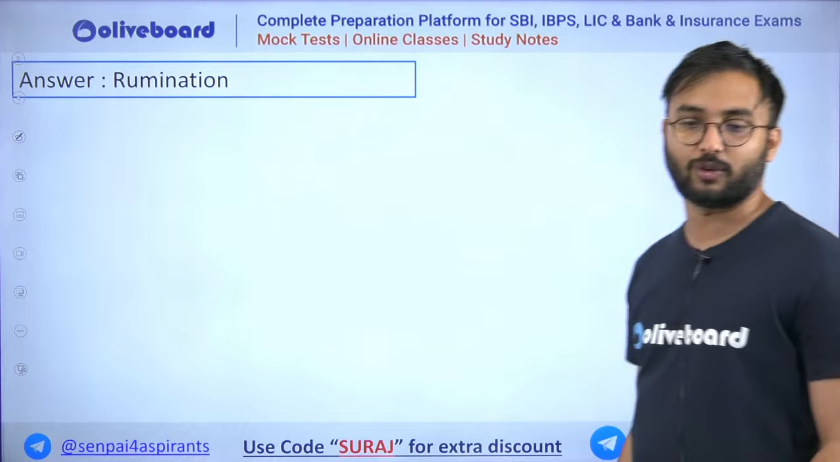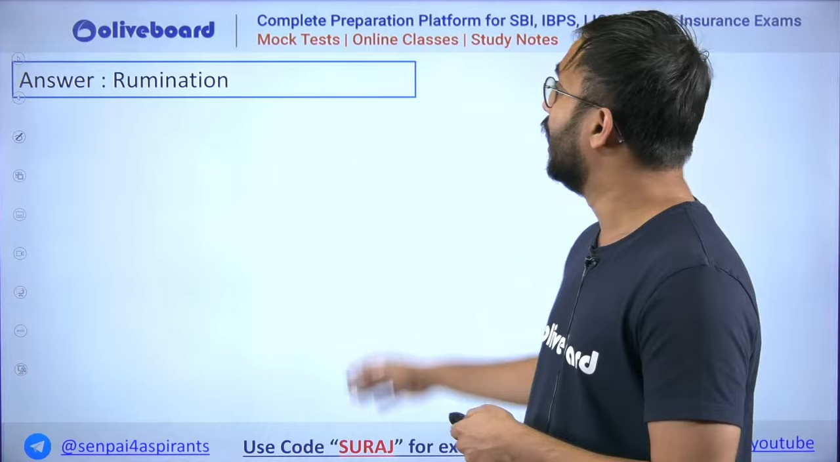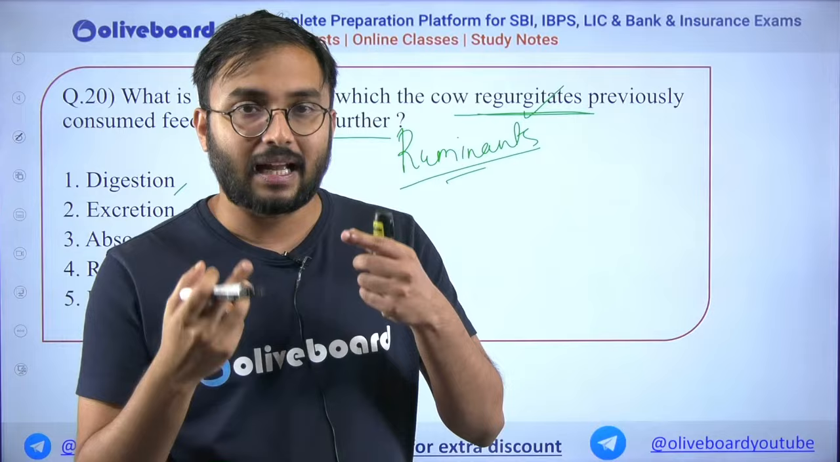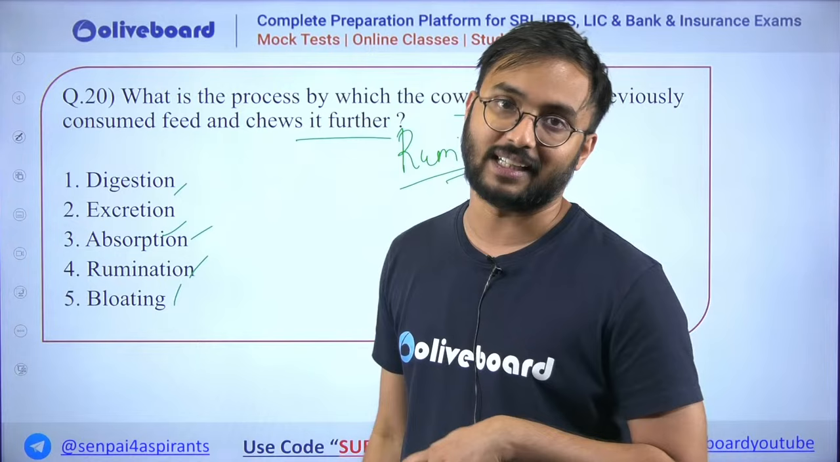I'm so sorry, I gave you the answer, I didn't know that. So rumination would be the answer. All the animals which do this rumination are called ruminants. What is regurgitation? You eat food, partially chew it and swallow it, and then you bring it back into the mouth and chew it again, and then send it for final digestion. So two times chewing you do.